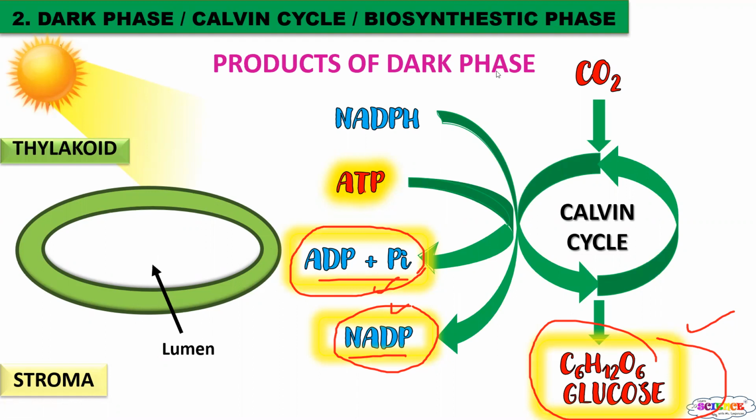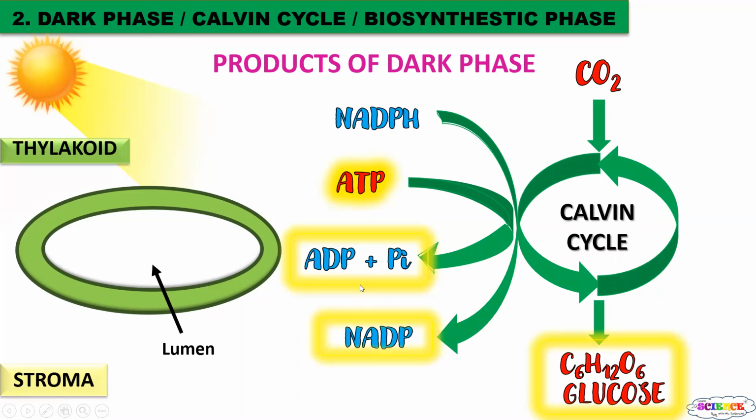Is that clear? So this is all about the dark phase. Now the question may be asked, give reasons, that it is better to call the dark phase the light independent phase. Because the dark phase is a series of chemical reactions which occurs without light, or independent of light. It does not need light. So it is better to call it the light independent phase.